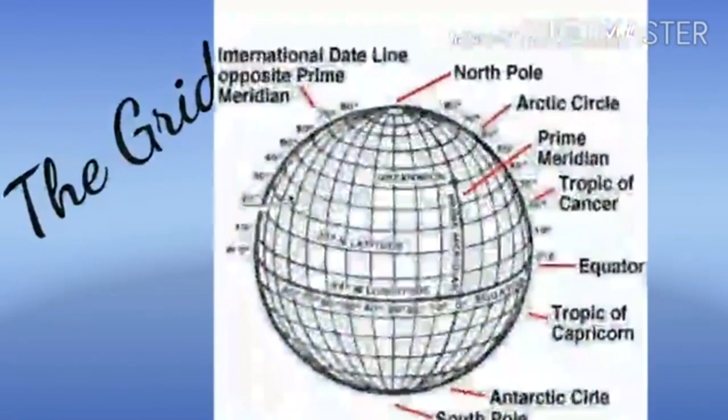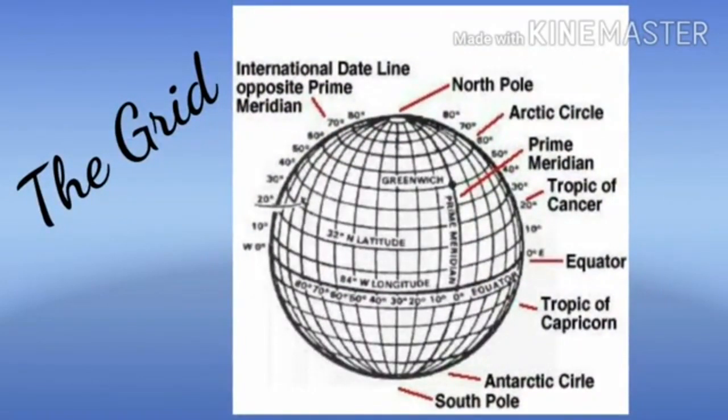Children, next one, the grid. What is a grid? A network of latitudes and longitudes is called a grid. The lines of latitudes and longitudes form a network of lines called a grid. What are the uses of the grid? With the help of the grid, we can locate places. Then we can learn much about the places.